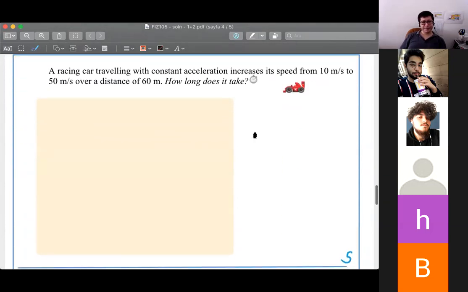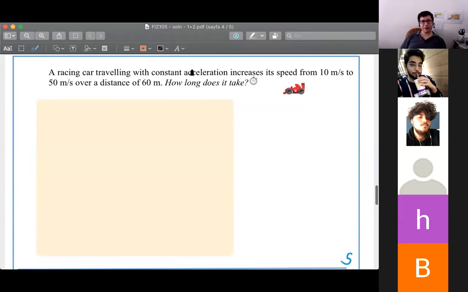Next question. We have a racing car traveling with constant acceleration. It increases its speed from 10 meters per second to 50 meters per second, okay, over a distance of 60 meters. How long does this take? So, as I told before, first thing you need to do in every mechanics like kinematics problem is define what kind of motion this is, to categorize it. So this is already said, it's motion with constant acceleration, okay? So you know your formulas, you know what to use. Now, I'm asked to calculate time, okay? I have information of position over a distance of 60 meters, okay? I have initial velocity and final velocity. So I can use a number of equations.